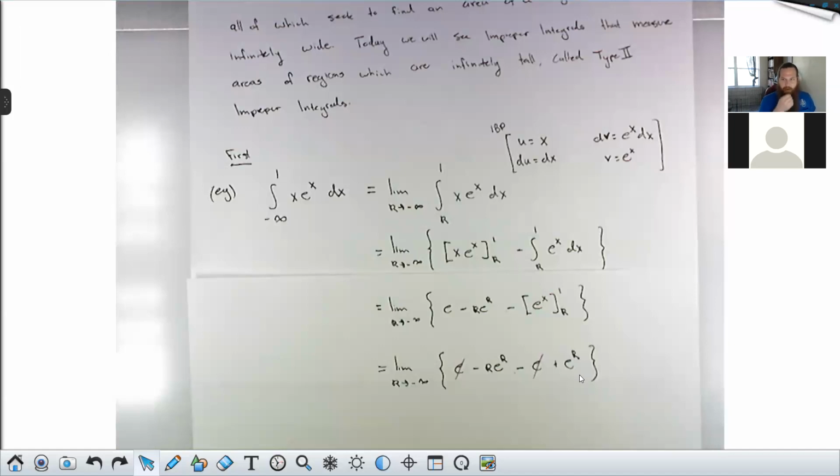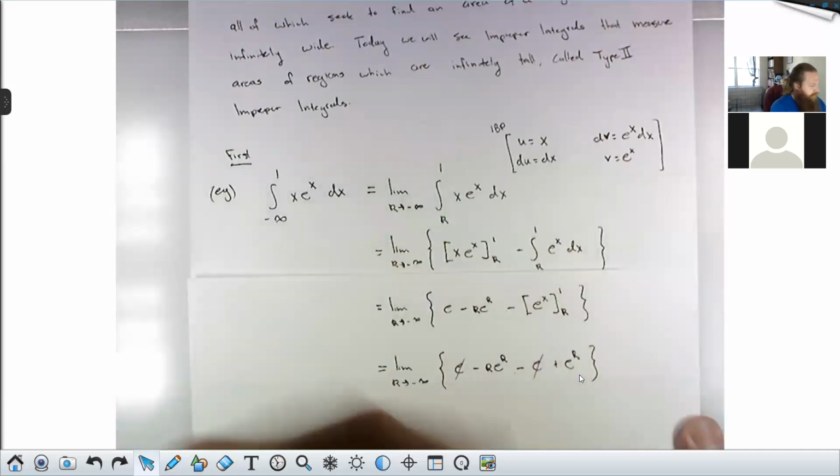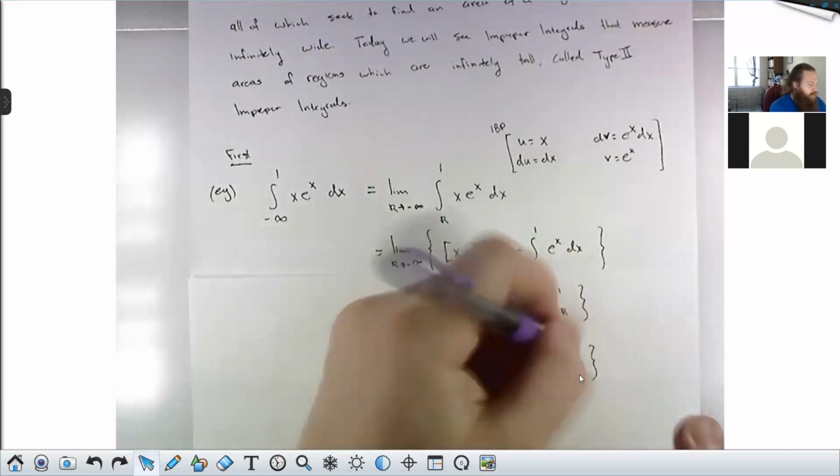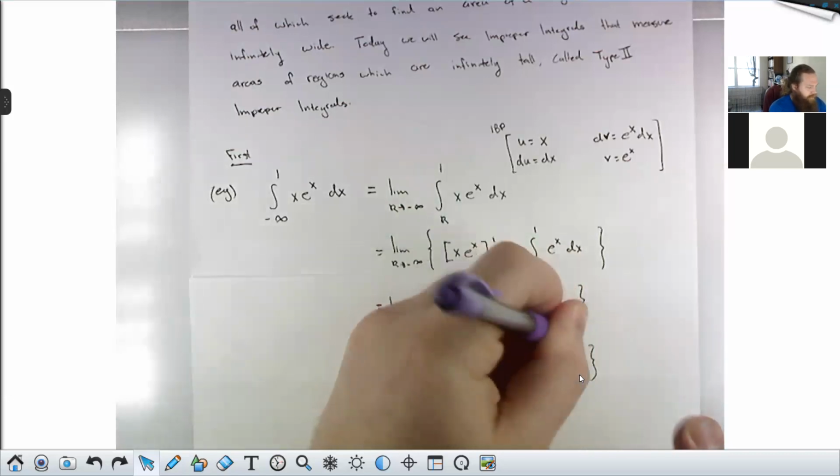What does e to the r become? 0? Yeah, very good. It goes to 0. If you take e and you raise it to an extraordinarily large negative number, that's like 1 over e to a large positive number, so this is going to 0.